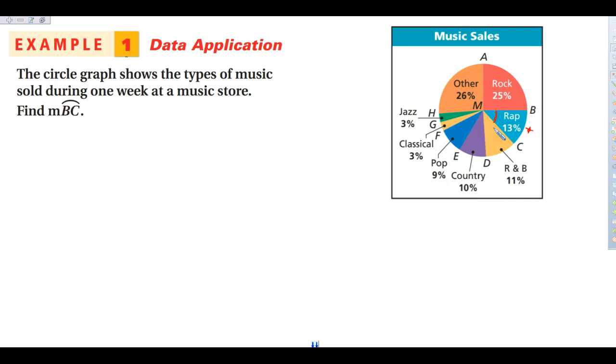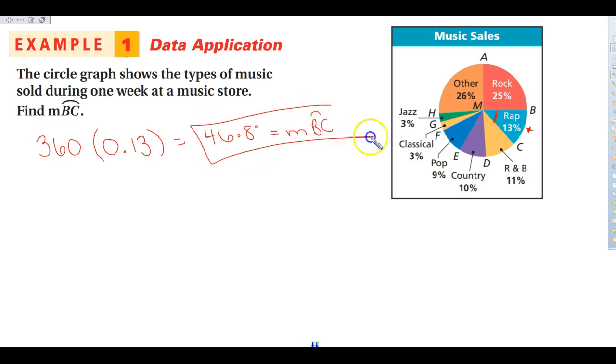All right, what I am going to look at is I know that a full circle is 360 degrees. Okay, I want that rap piece, which is going to be 13% of that. So I'm going to multiply that 360 by that 13%, and it's going to give me 46.8 degrees. And that is going to be the measure of my arc BC. It's a really weird arc.